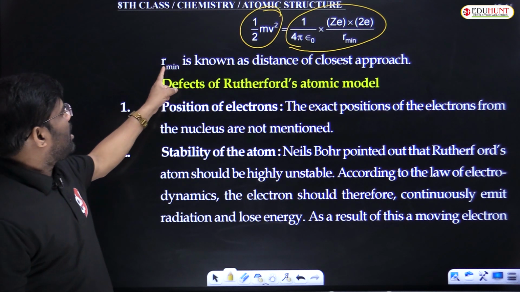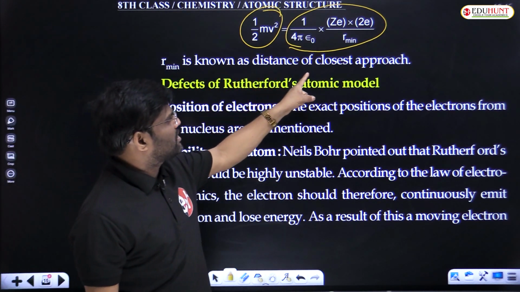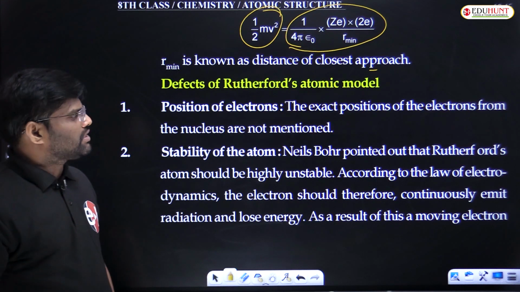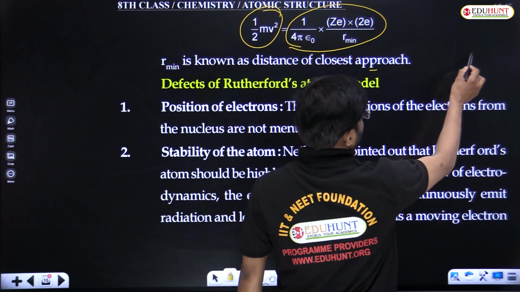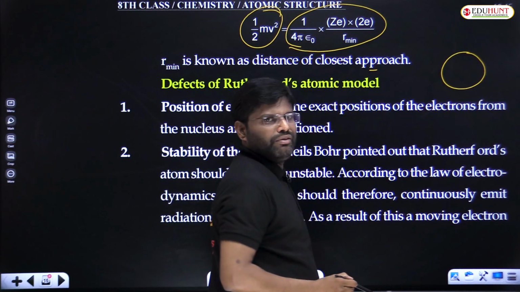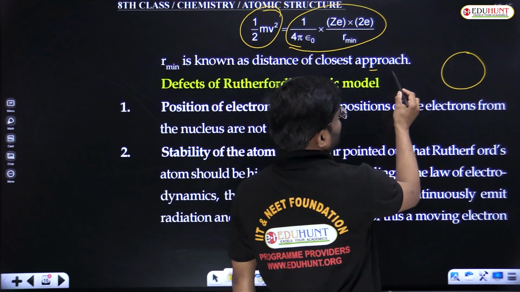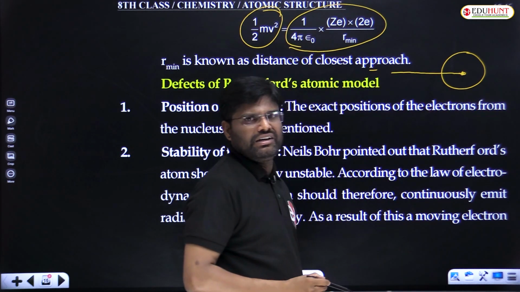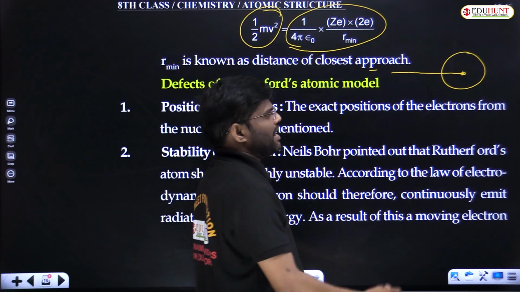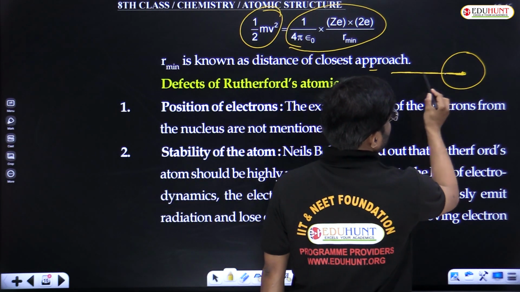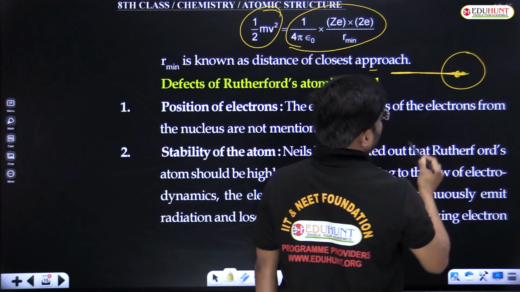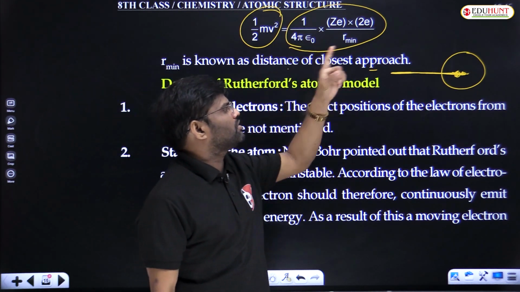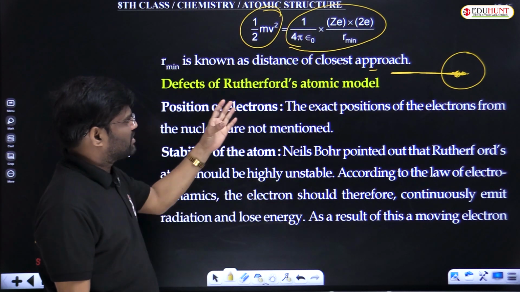Next, r minimum is known as the distance of closest approach. Suppose the atom is like this, then alpha particles are deflected at the center of the atom. This is the closest approach, r minimum, that is known as the distance of closest approach. Next, defects of the Rutherford model.